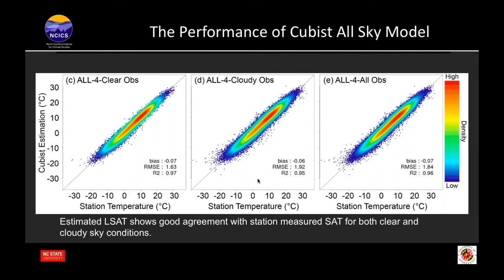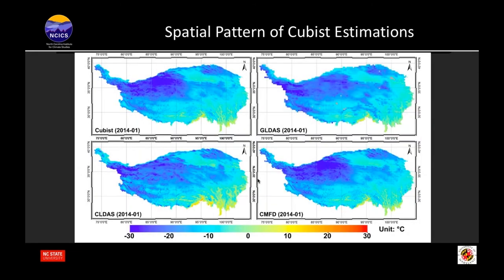So when we're analyzing the overall temperature change over the Tibetan Plateau, the green line is the estimation from our machine learning based data, and the red line is from the station measurements from the surface. We can see that the satellite based, machine learning derived surface air temperature shows higher warming rates over the Tibetan Plateau.